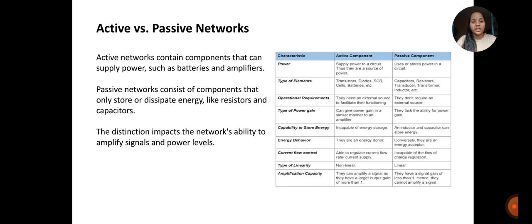Active versus passive networks. Active networks contain components that can supply power, such as batteries and amplifiers. Passive networks consist of components that only store or dissipate energy, like resistors and capacitors. The distinction impacts the network's ability to amplify signals and power levels.